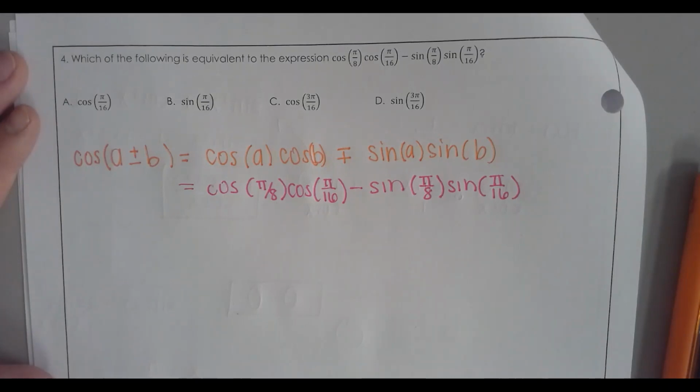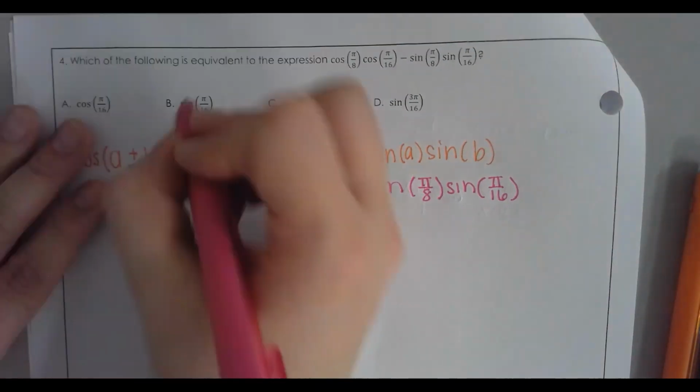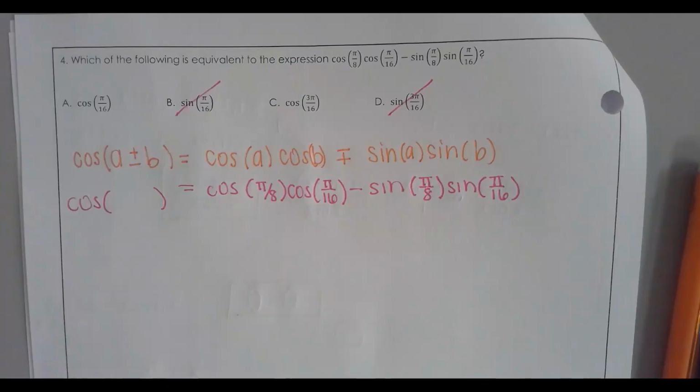I know I can narrow this one down. I know this has got to be cosine of something. So if you kind of have these, one goes with cosine, and that's all you know, you can narrow down and get a 50-50 shot. Okay.